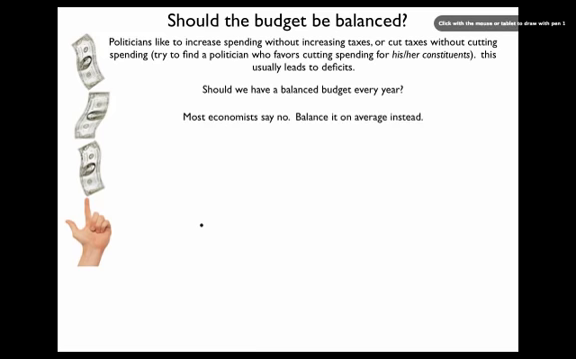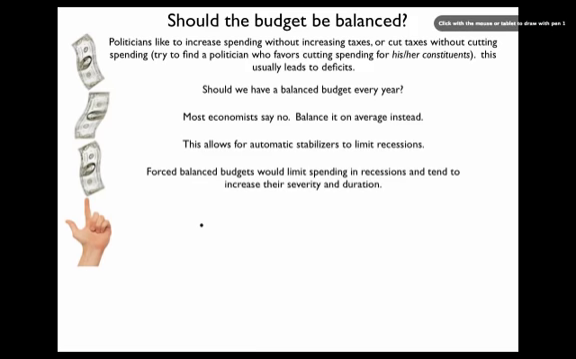Economists would say no. We need to balance it on average instead, because this allows the automatic stabilizers we talked about: increases and decreases in taxes, and also increases and decreases in government transfers. It allows those stabilizers to limit recessions. If we were forced to balance the budgets, we would have to limit spending in recessions, and limiting spending in a recessionary time tends to increase the severity and duration of the recession, which runs contrary to economic thought, which is you want to stabilize the economy in the long run.